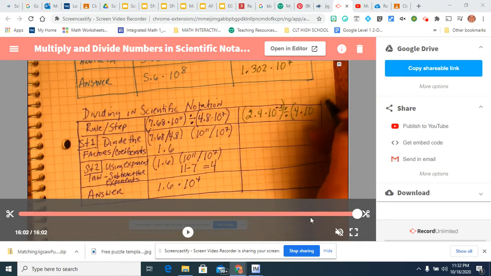Okay, today we're going to talk about addition and subtraction of numbers in scientific notation.